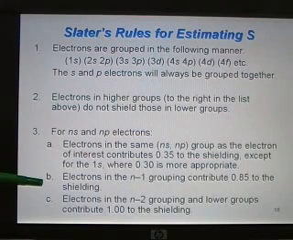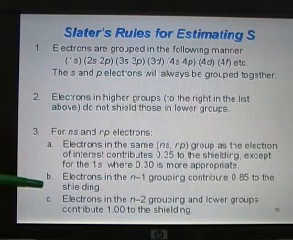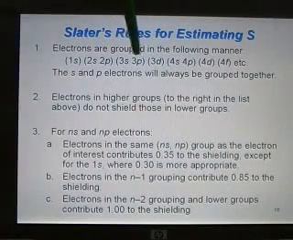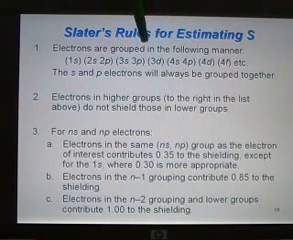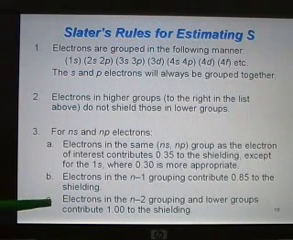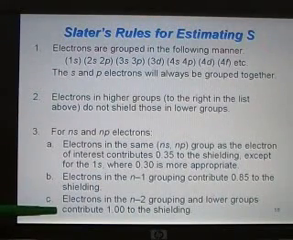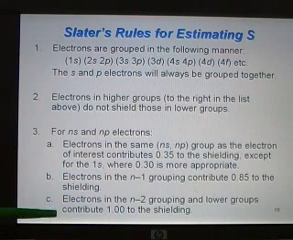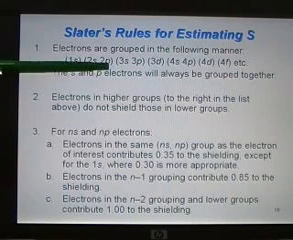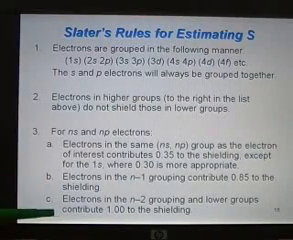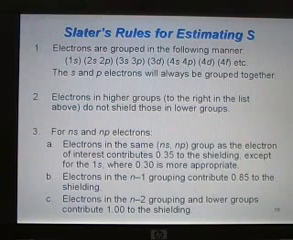B. Electrons in the n-1 grouping contribute 0.85 to the shielding. So if we're looking at 4p, that means the 3s, 3p, and 3d electrons each contribute 0.85 to the overall shielding. And C, electrons in the n-2 grouping and lower groups contribute 1 to the shielding. So all the electrons in the 1s, 2s and 2p will contribute 1.00 to the shielding if you're interested in a 4p electron.